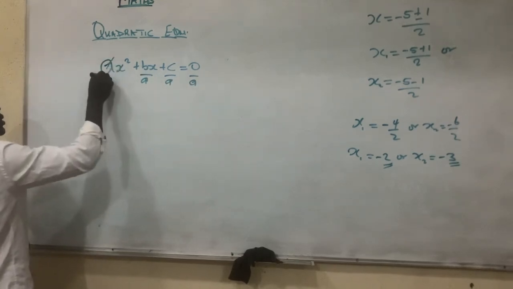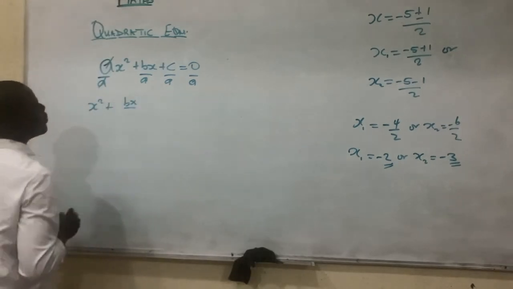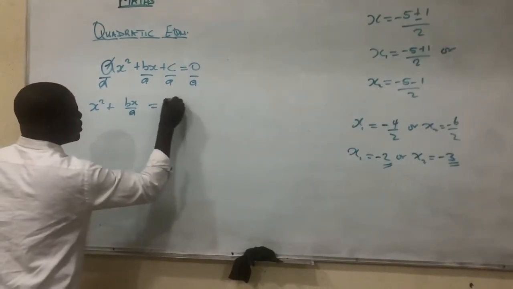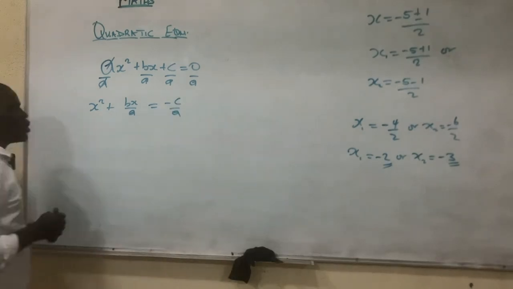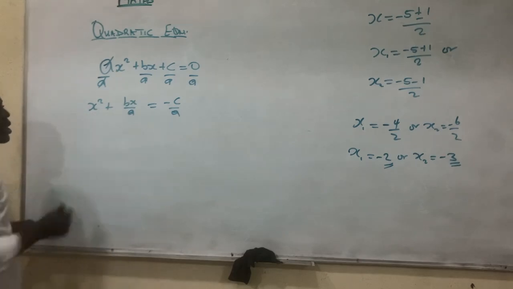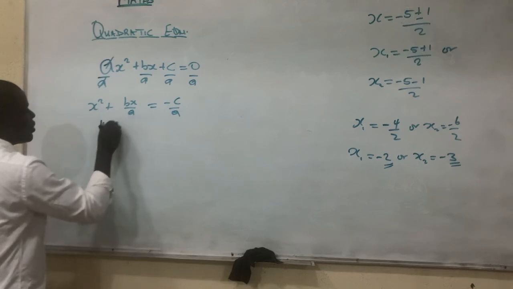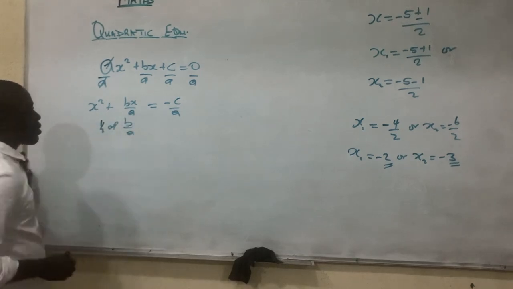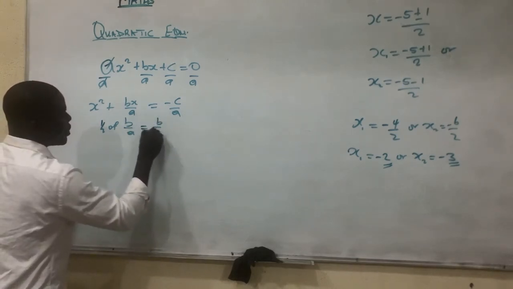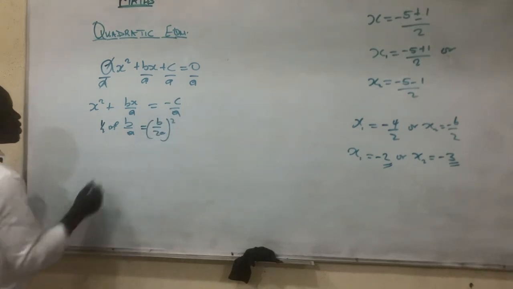If I divide through by a, I will strike out a. We are left with x squared plus bx over a. Then I want to take this to the other side, which is minus c over a. So what do I do next now? I can half the coefficient of x, then square it, and then add it to both sides. The coefficient of x here is b over a. If I half it, we have b over 2a, then square it, and add it to both sides.